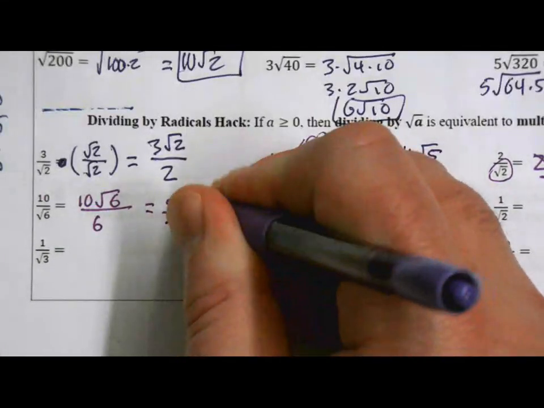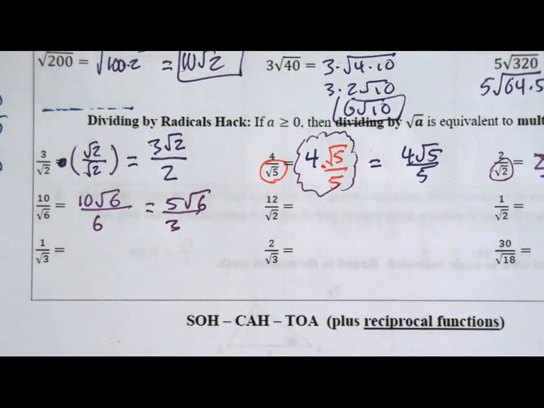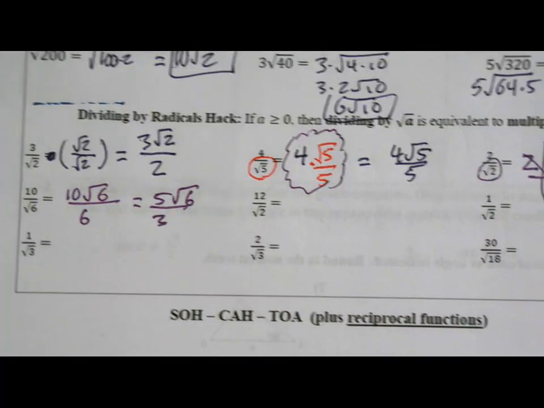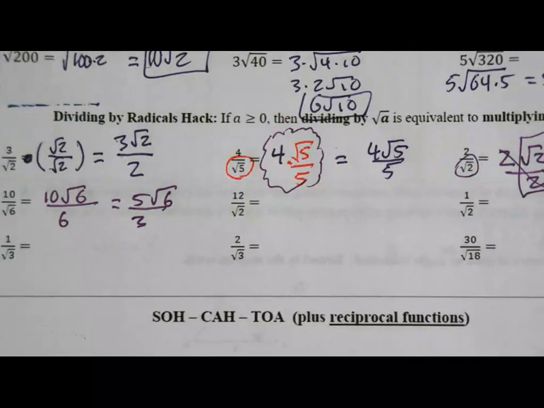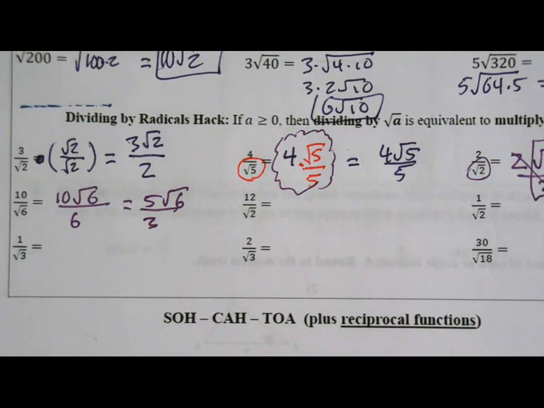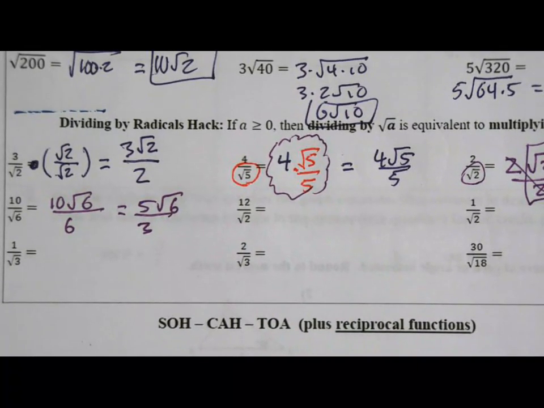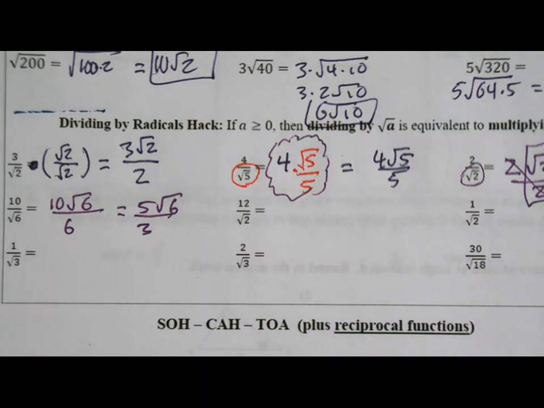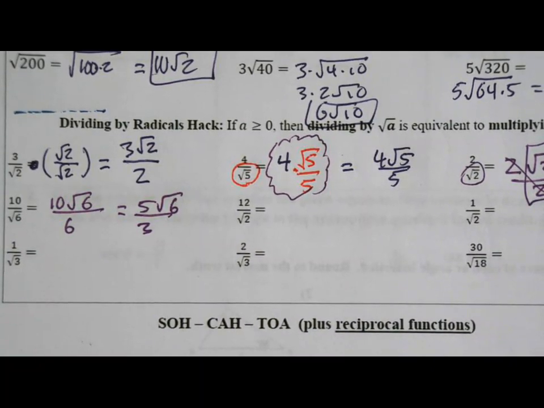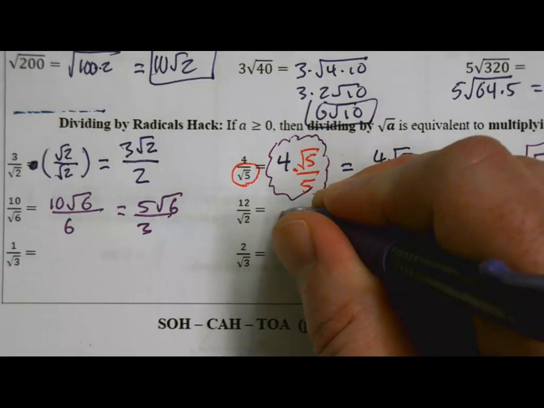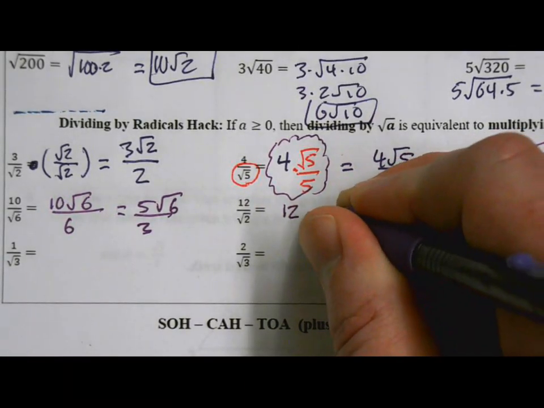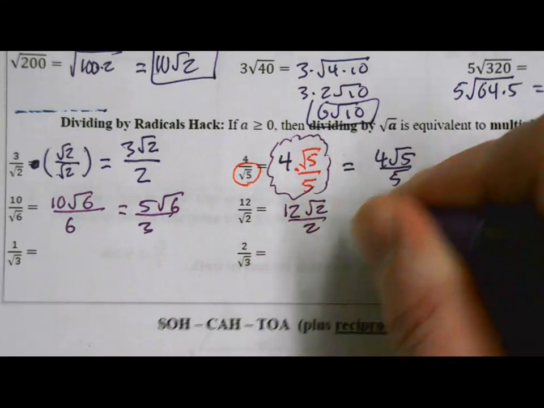We'd still have a root 6 in the top. See if you can use that to simplify the rest of these in here. I'll give you a hint on the last one. I might actually simplify the root 18 before I do the changeover. Sometimes that works out a little easier. 12 divided by root 2 is the same as multiplied by root 2 over 2.